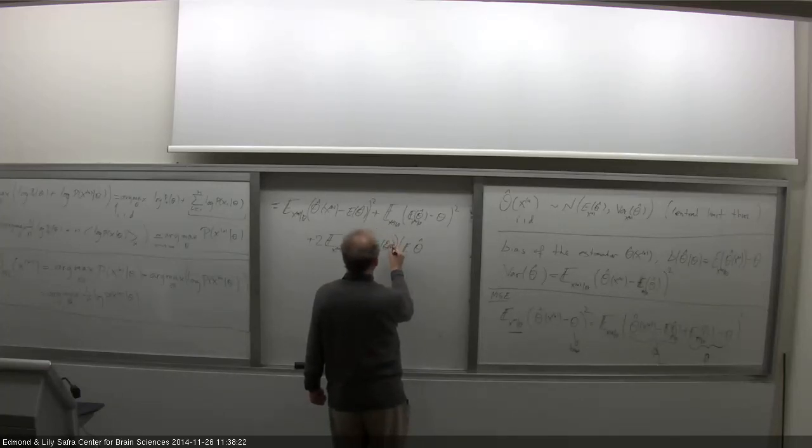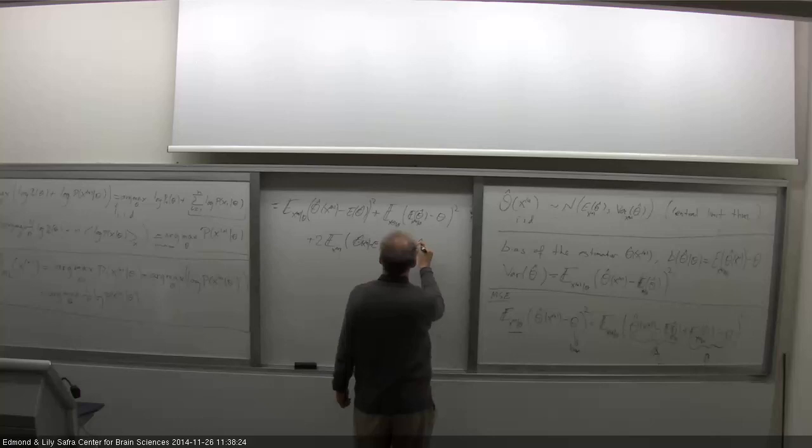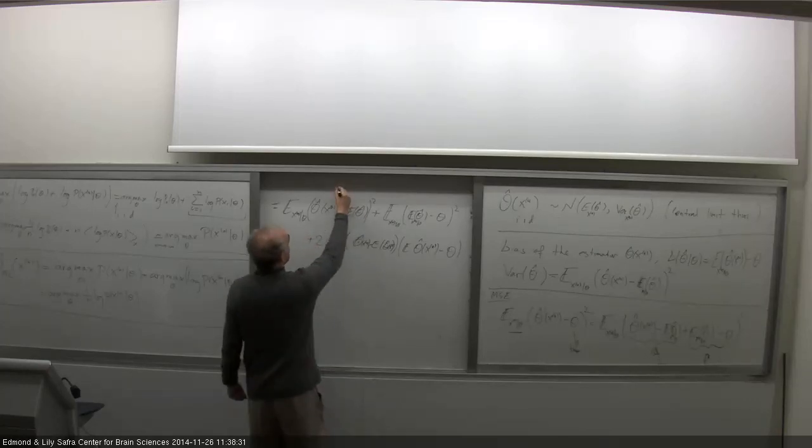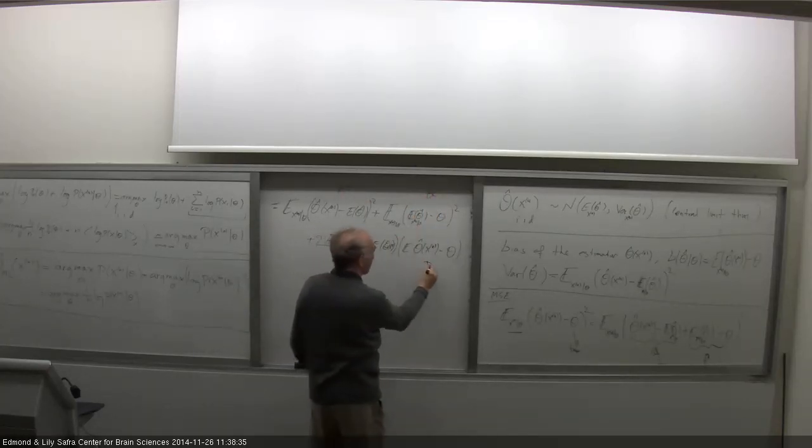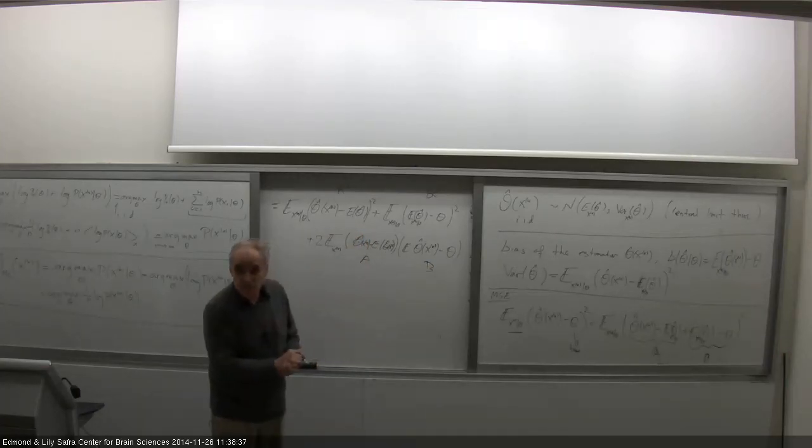Yeah, it's too many expectations. Expectation of theta hat minus theta. So this is the 2ab. This is the a square, this is the b square, and this is the a and b again. But notice that this is 0. Why is it 0?